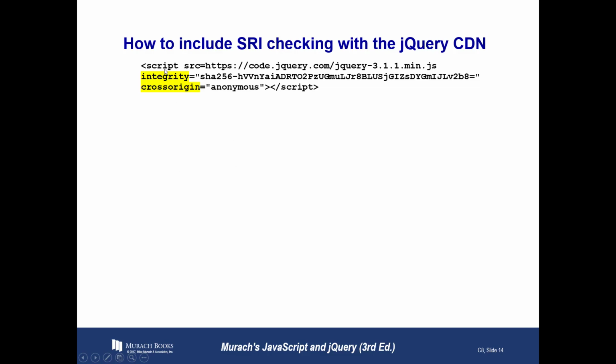This stuff that's in here, this SRI checking, sometimes what you're going to find is if you copy in a CDN, you're going to get this integrity and this cross origin. The idea is you want to make sure that no third party has gone in and tampered with a copy of jQuery.